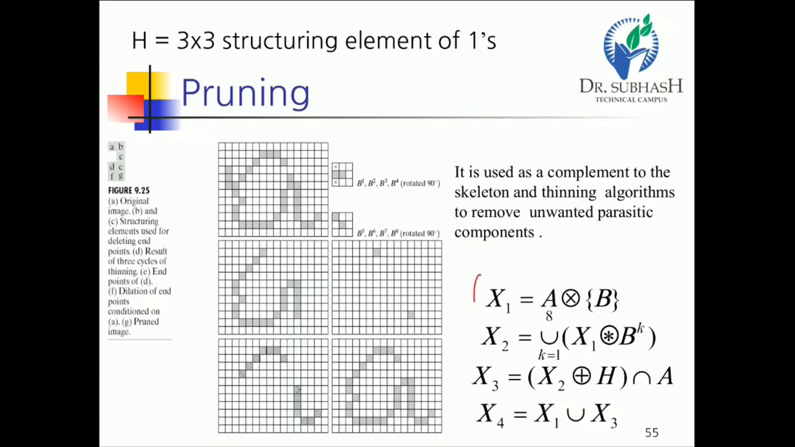Suppose that X1 is A erosion B, and similarly X2, X3, X4. So X4 can be represented as X1 union X3, and X3 can be represented as X2 dilation with H, and the resultant term intersects with A.